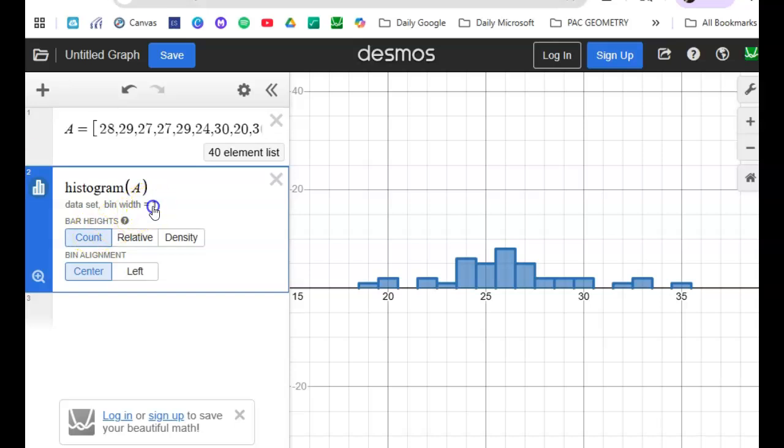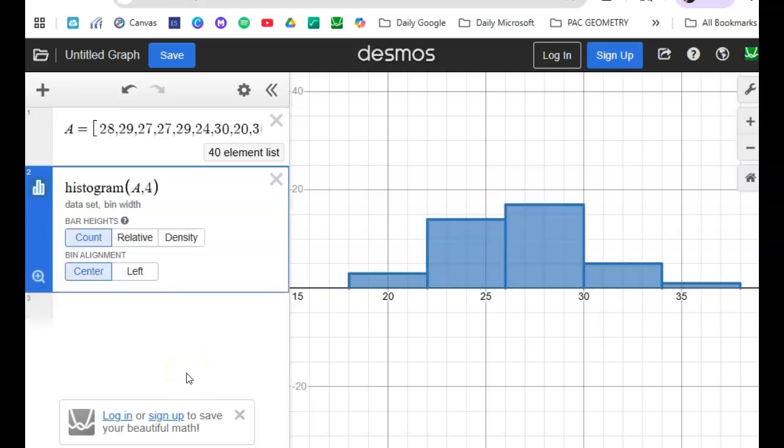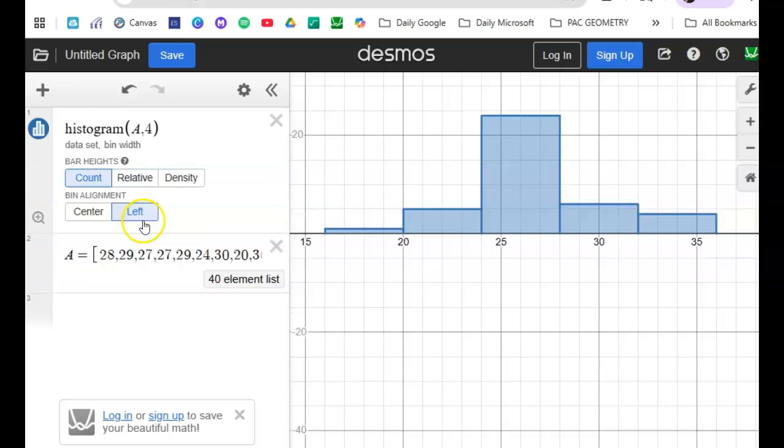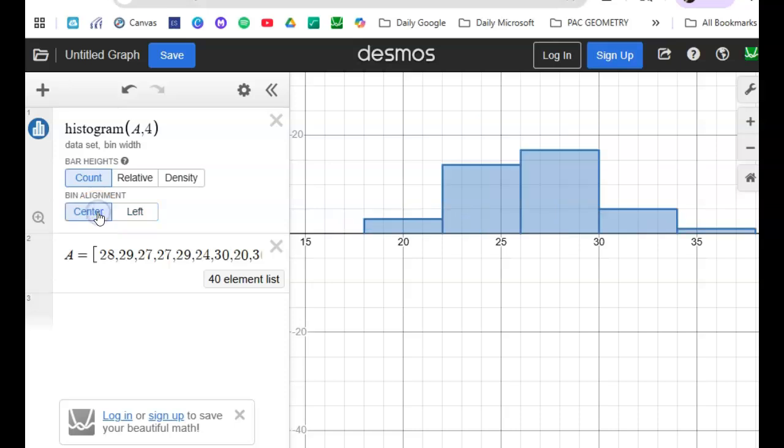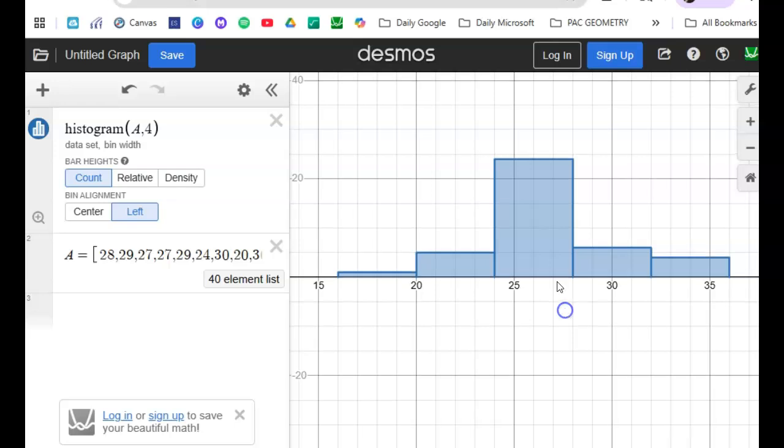You click here where it says 1. It opens up the parentheses and delete the 1. Put 4. Now is it better? Yes. Did I do that? Yeah, that's not right. The wrong Desmos. Oh, sorry. I'm not Texas proud right now. Okay, so I didn't type it wrong. I had it aligned to the center, and I'm supposed to align it to the what? Left. To the left. So everybody's histogram should look like this.